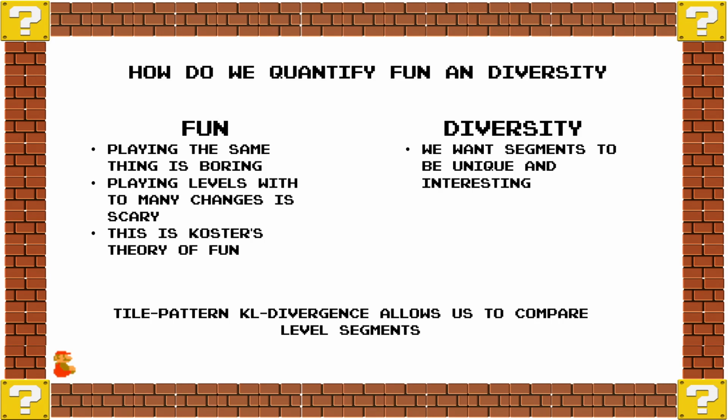And now for tackling diversity. We want level segments that are unique and interesting. And tile pattern KL divergence helps us quantify both of these things. KL divergence allows us to compare distributions, but tile pattern KL divergence builds on this by allowing us to compare the distributions of patterns.